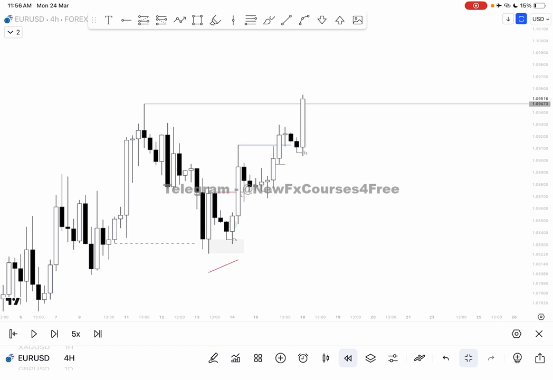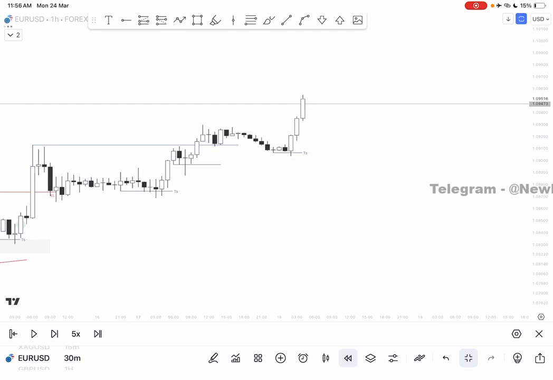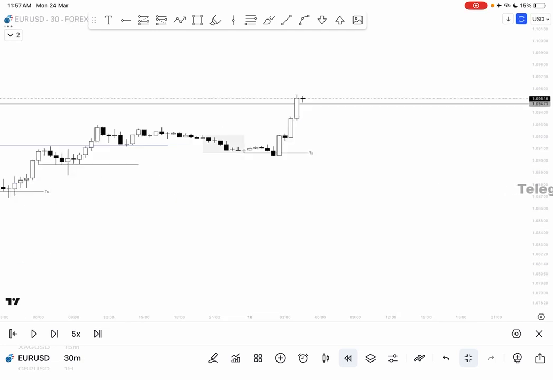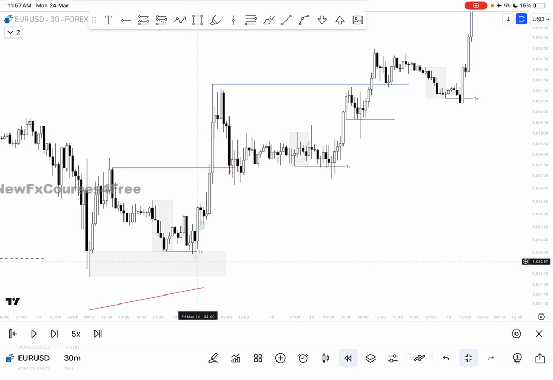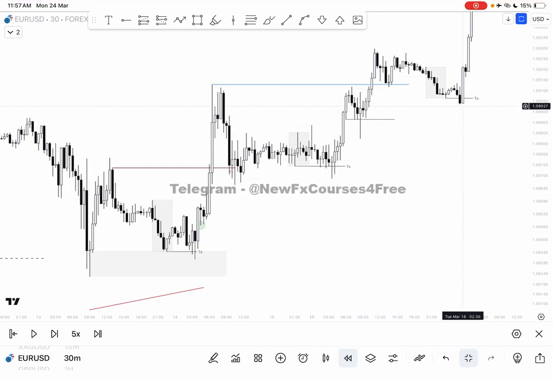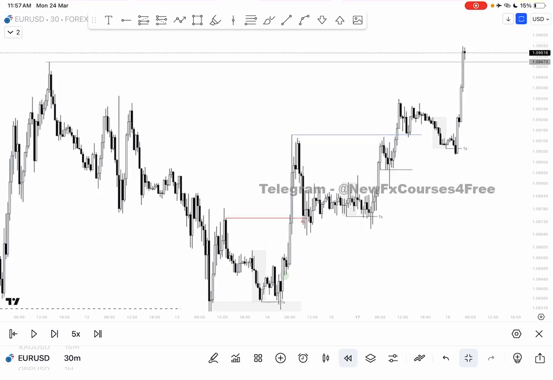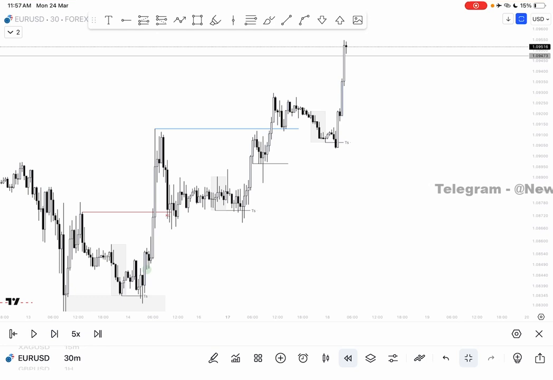So know your draw on liquidity, know your daily bias, know your order flow. Like you can see here on this trade, the order flow was literally bullish, rejecting lows, breaking highs, rejecting lows, breaking highs, till your final draw on liquidity was met. So your entry and your exit should be important.